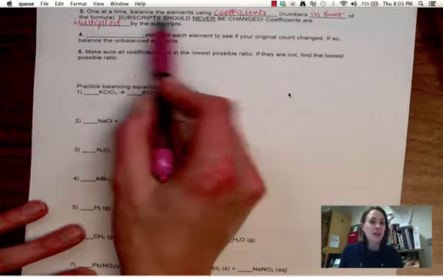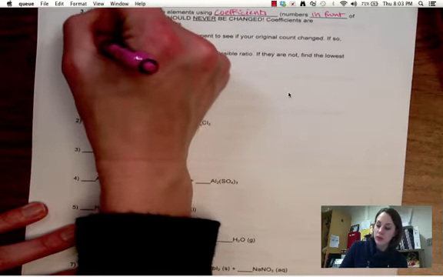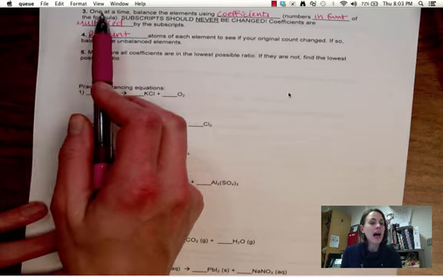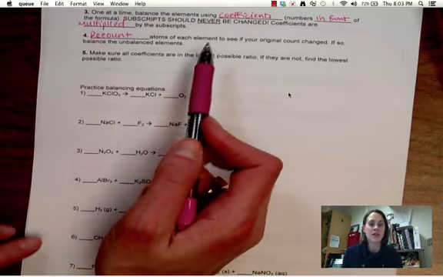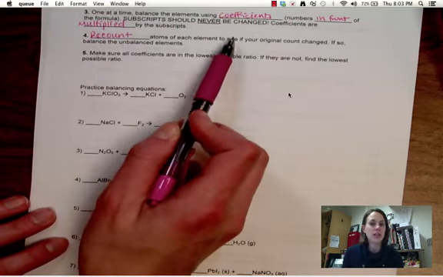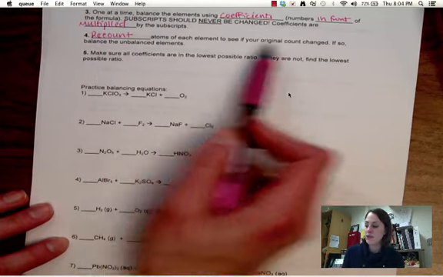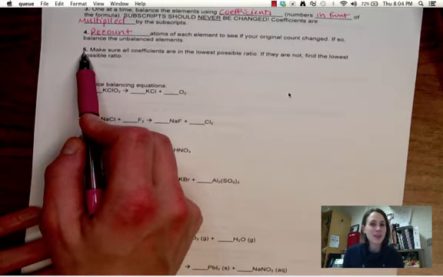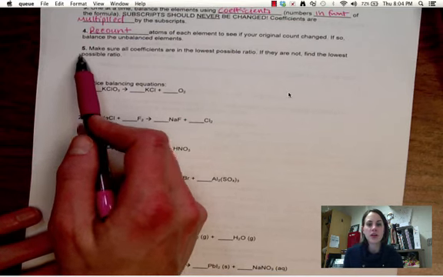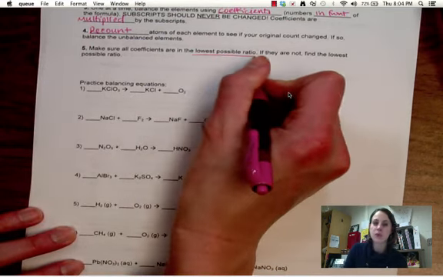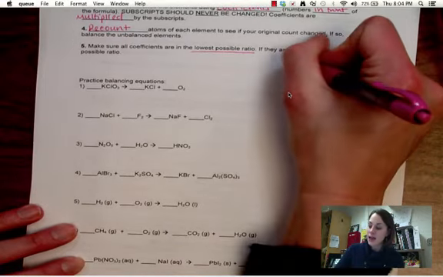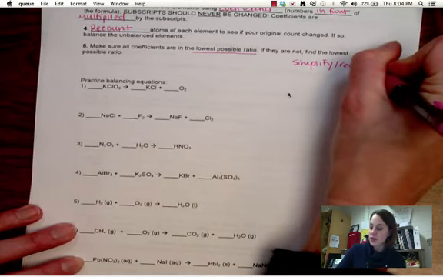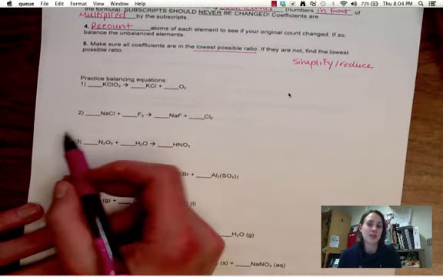After we maybe have balanced one of the elements, I will need to recount. I might need to keep doing steps 3 and 4 a couple different times until every element has been balanced. So I always have to recount each element to see what has changed. If there are still changes to make, then I have to keep balancing every element. And the last but really important step also is to make sure that all of the coefficients are in the lowest possible ratio. If they're not, I will need to simplify or reduce my coefficients so that they are in the lowest possible ratio.